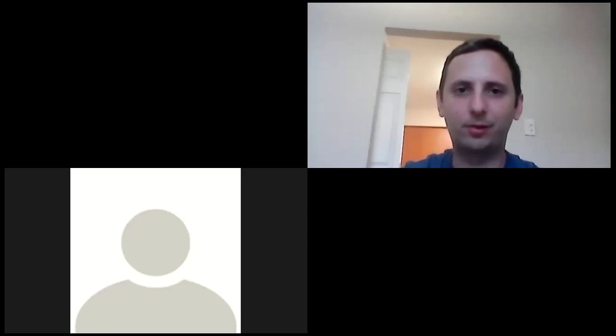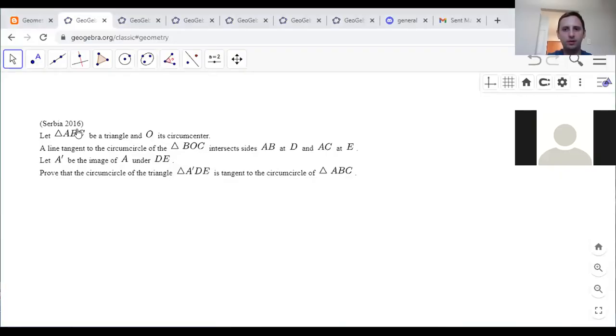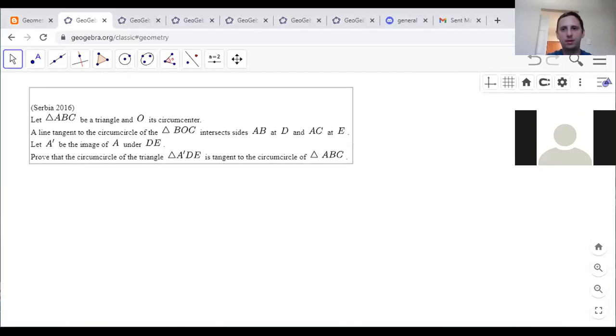So I'm going to share my screen. All right. Can you all see GeoGebra? All right. So here's the first problem.